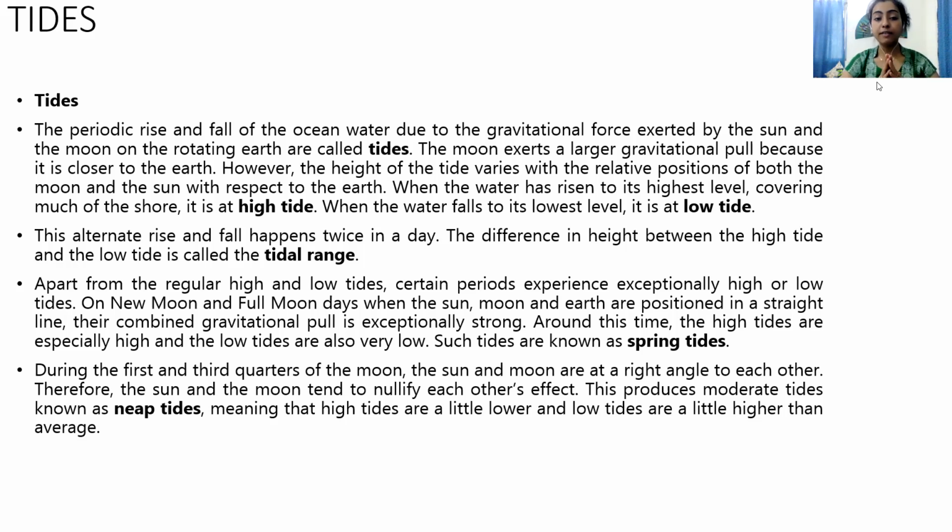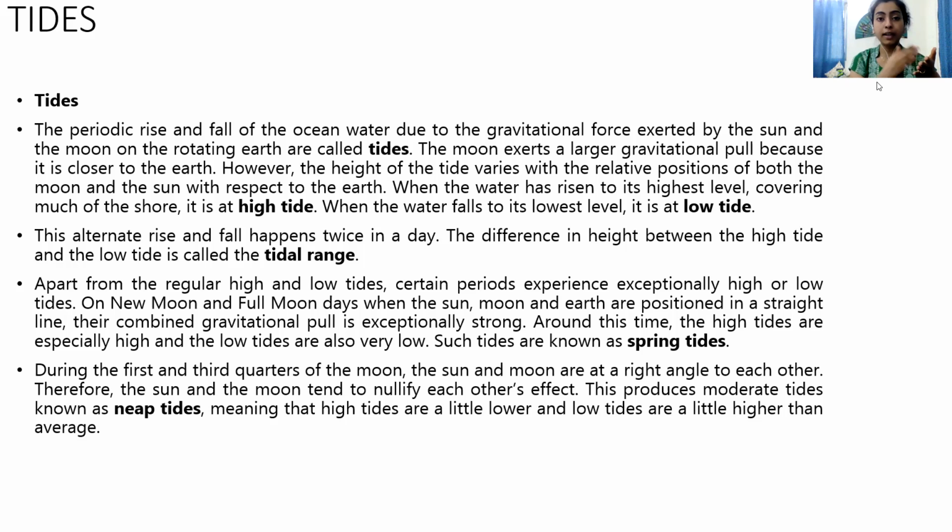Now, there are two other types of tides: one is spring tide, another is neap tide. Apart from the regular high tides and low tides, which occur twice a day, sometimes spring tides occur and sometimes neap tides occur. Now, what are spring tides? Spring tides occur on a new moon day or on a full moon day, when the sun, moon, and the earth are on a straight line.